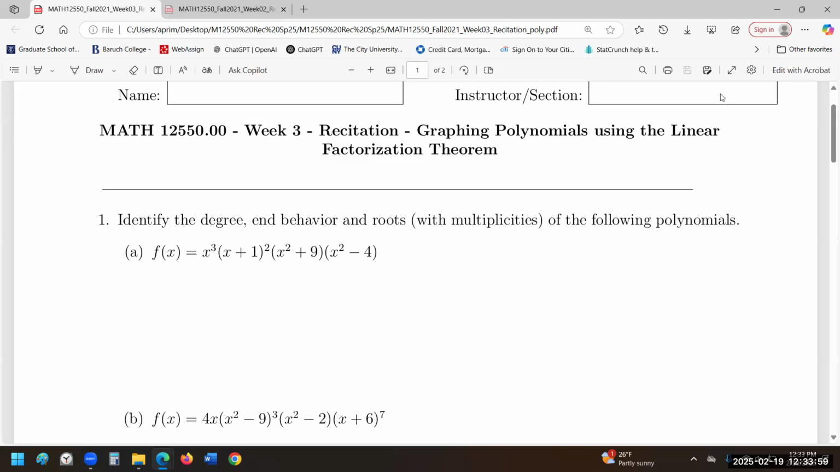So my plan for today is to do week 3, go over a few questions, and then do a few questions from week 2 so that you can do week 2 and week 3 together. Okay? And I believe the knowledge you need to do these 2 recitations, you already have from your lectures.